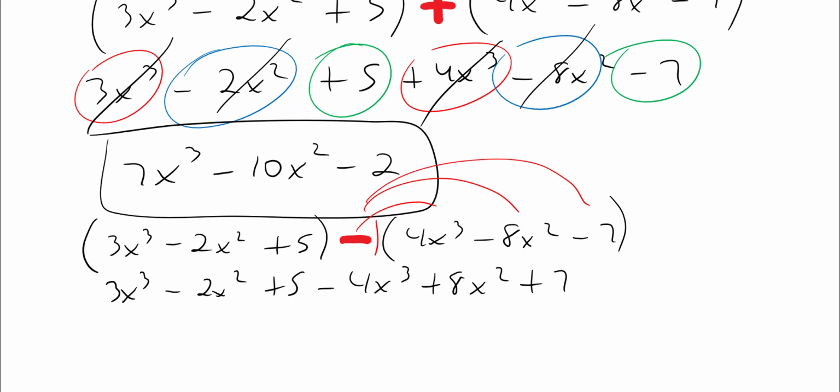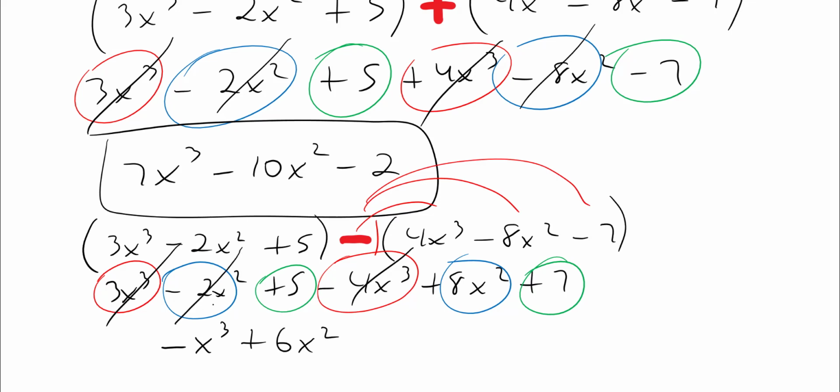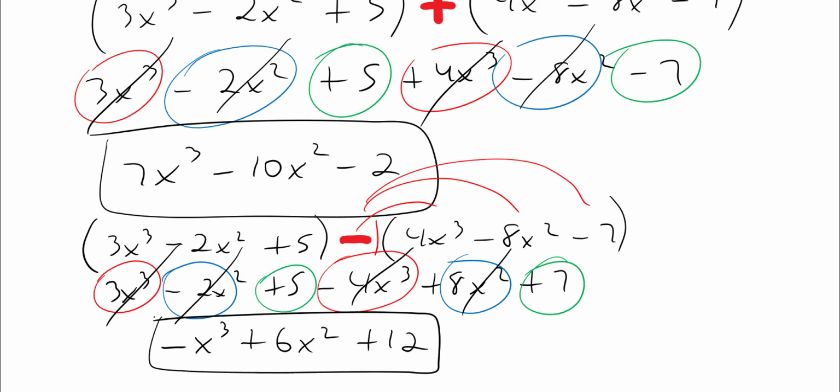Now, again, I'm going to combine like terms. So that's a like term, that's a like term, that's a like term, that's a like term, and that one, and that one. Okay? So if I combine it, 3x cubed minus 4x cubed is negative 1x cubed, or negative x cubed. So did that. Negative 2x squared plus 8x squared is positive 6x squared. Takes care of those two. And 5 plus 7 is 12. There you go. That's how you do it when you have a negative between them. Okay? It's pretty easy.